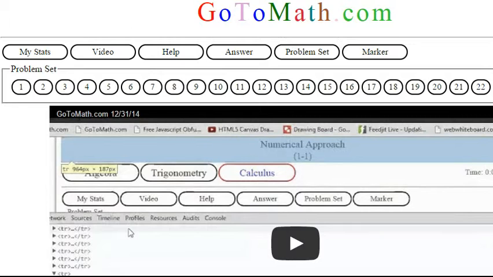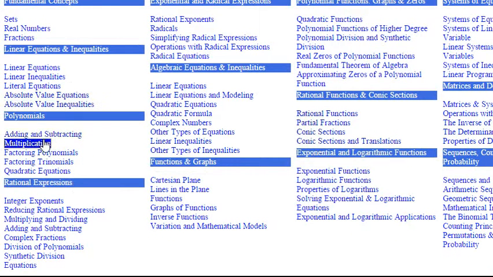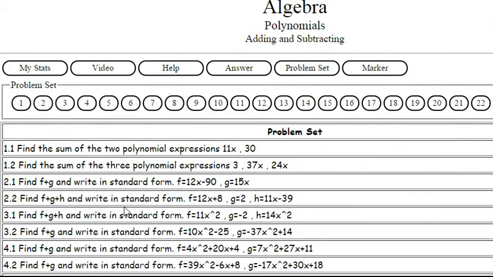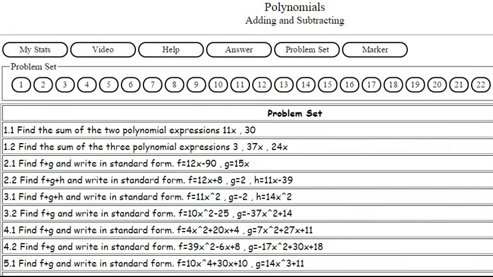Okay, we're over here at gotomath.com, click on the algebra. Let's go down to, what are we doing? Adding and subtracting? I guess that's what we're doing. Okay. And 6.2.